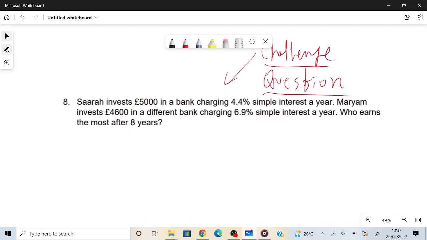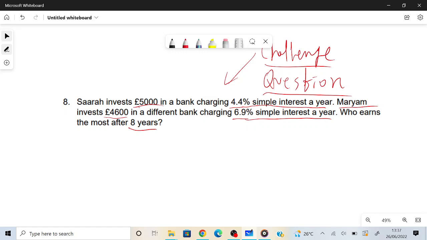Now, the question says, Sarah invests £5,000 in a bank charging 4.4% simple interest a year. Miriam invests £4,600 in a different bank charging 6.9% simple interest a year. Who earns the most after 8 years?